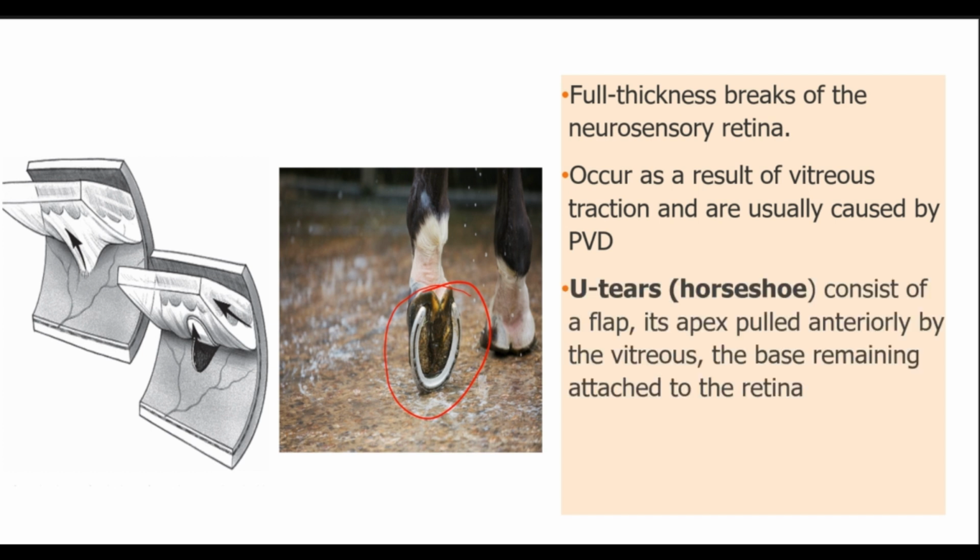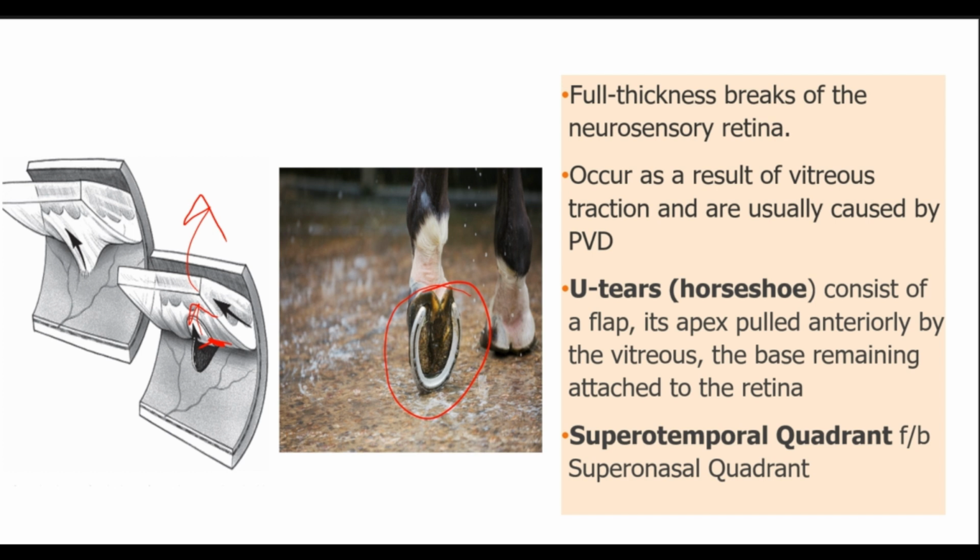Right. Now, these U-shaped tears develop as the vitreous separates like this. The vitreous is going to pull a part of the retina along with it, leading to development of a flap, and therefore these are also known as flap tears. This part that is pulled here is known as the apex of the flap, and this is the base of the flap.